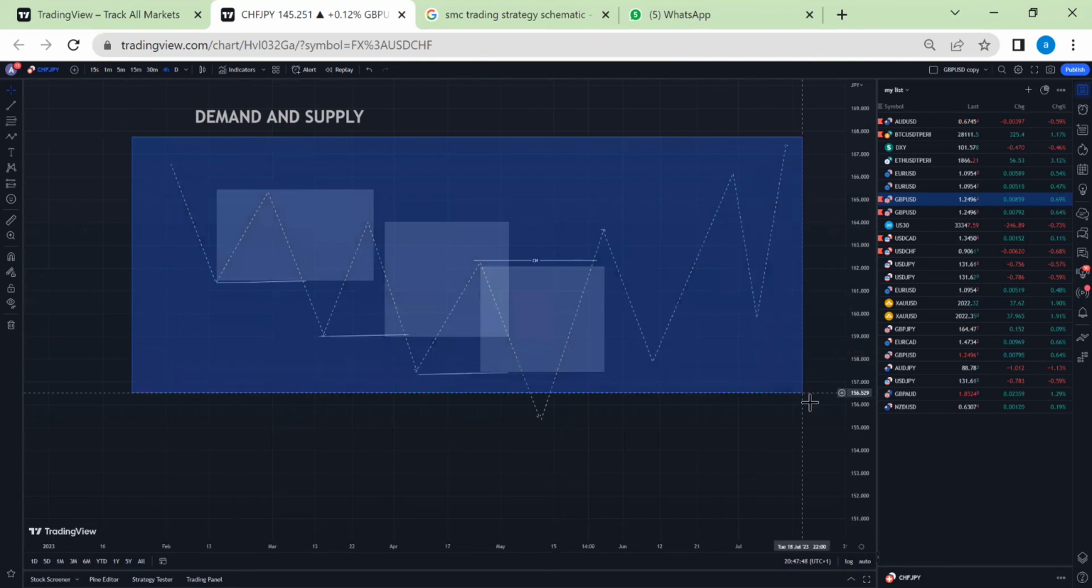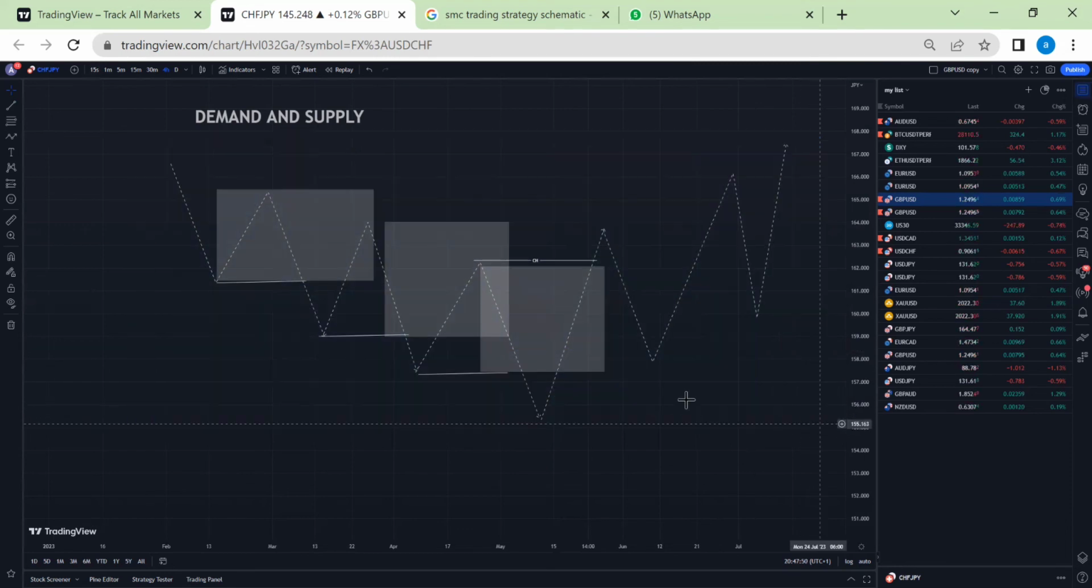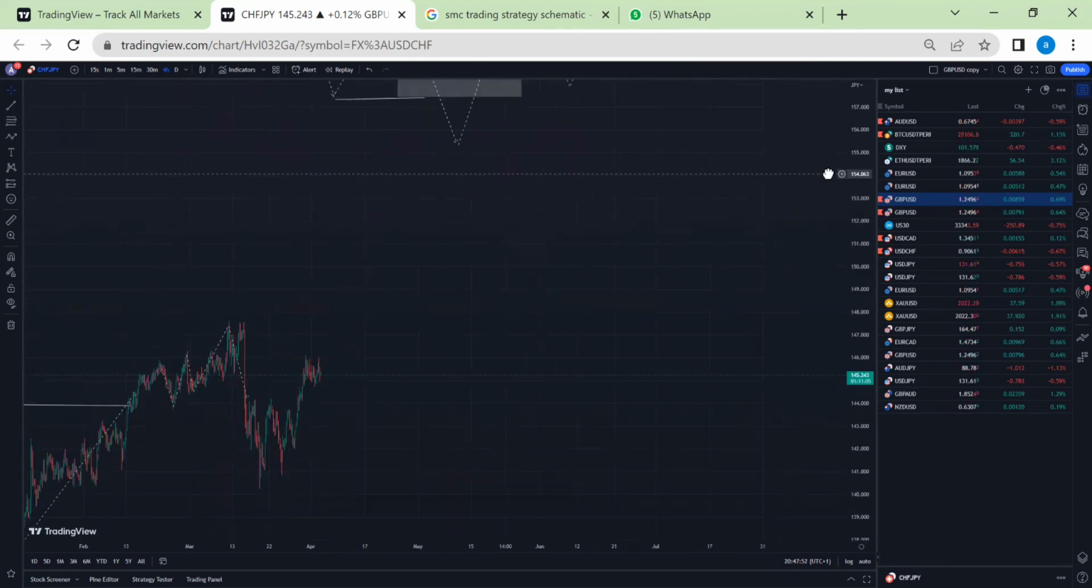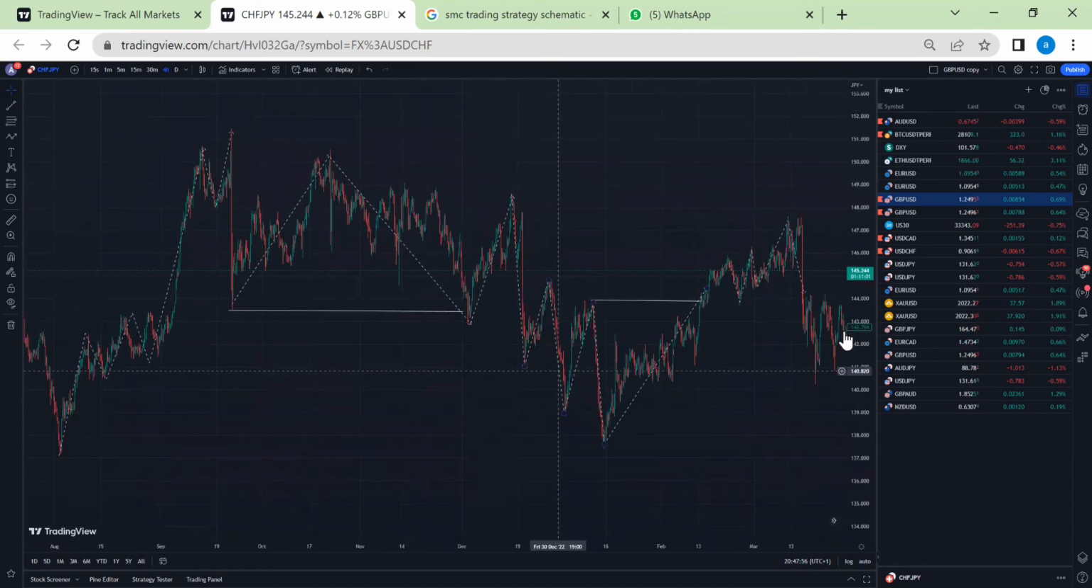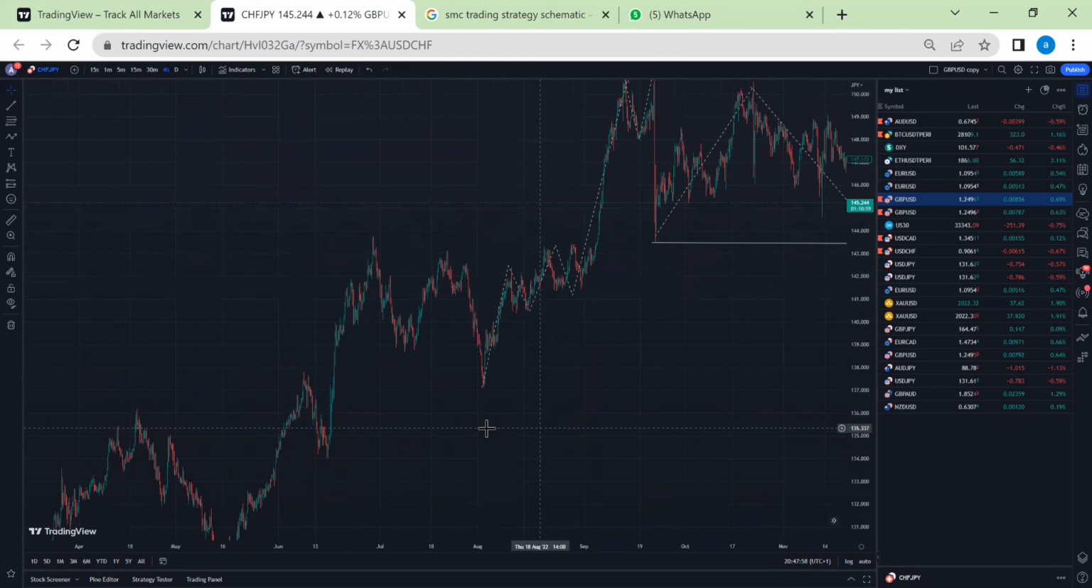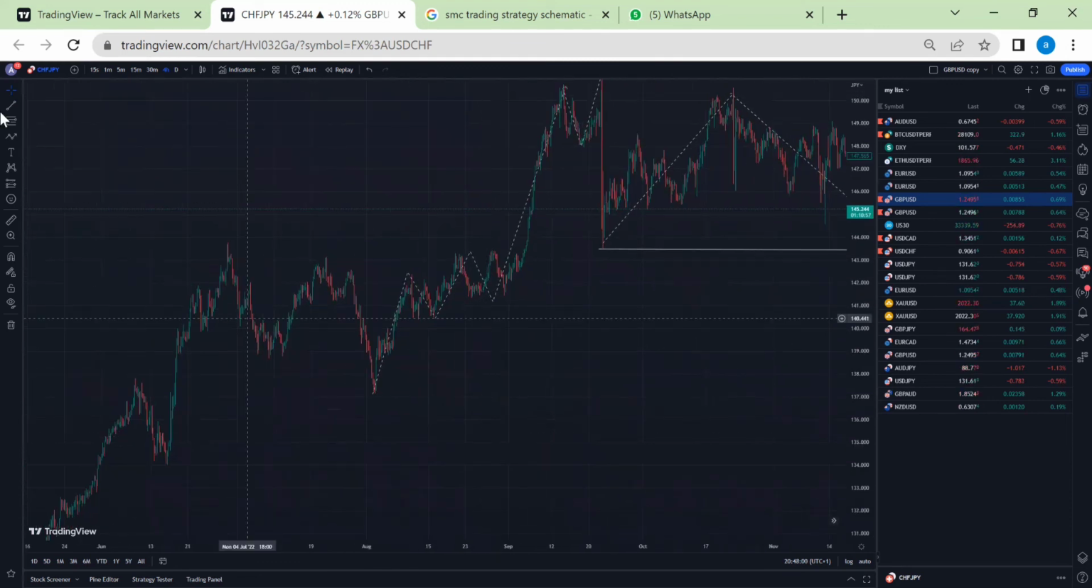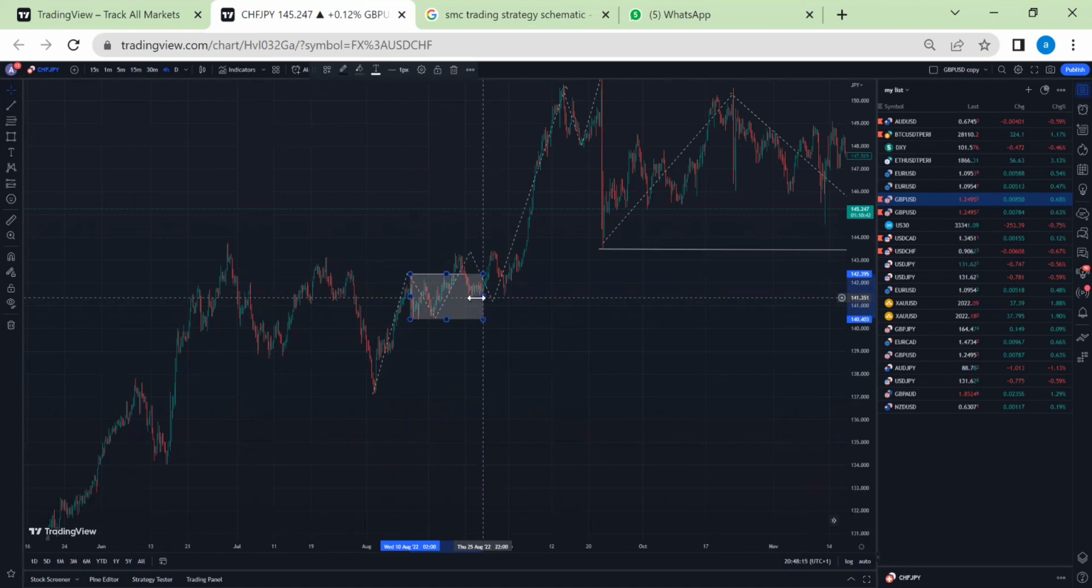Now, how does this look on the chart? Let's see it on the chart. It's very, very easy. Let's just start from the structure we marked out. Okay, you realize that we have a break of structure here. So that means from this break of structure, down here is our demand zone.